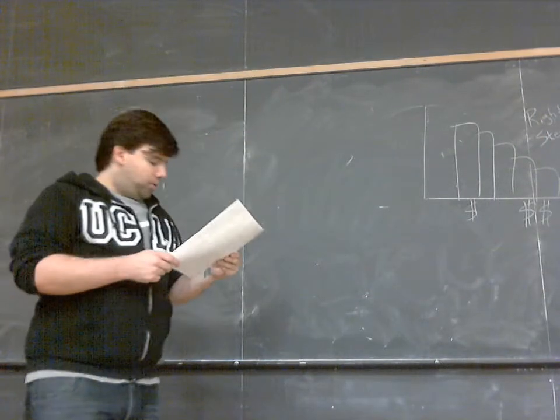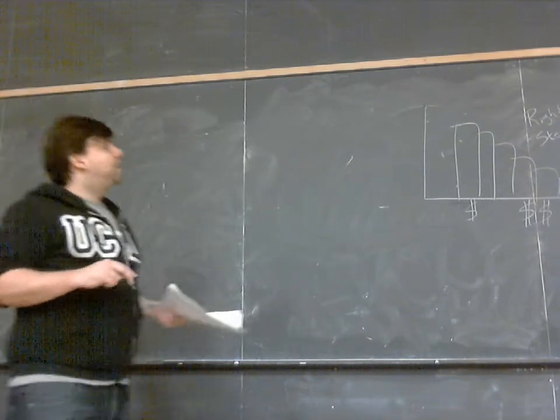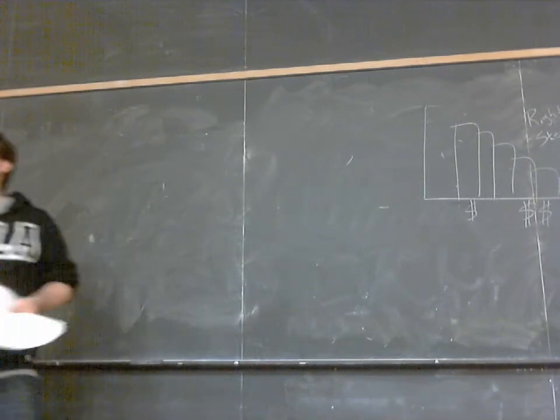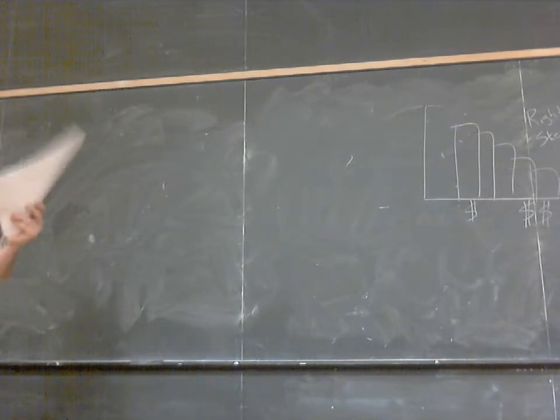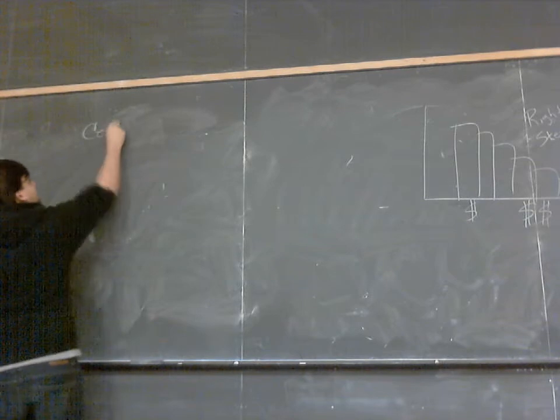When we have a distribution, we want to talk about two characteristics of it. Its center and how spread out the data is. So for center, we had two measures.